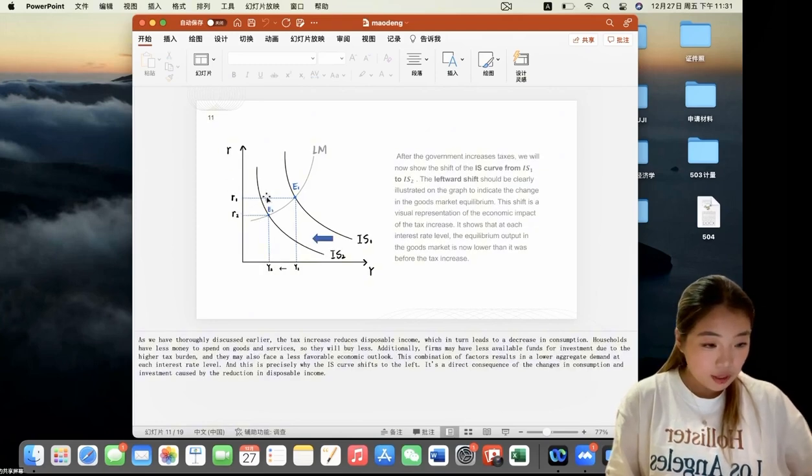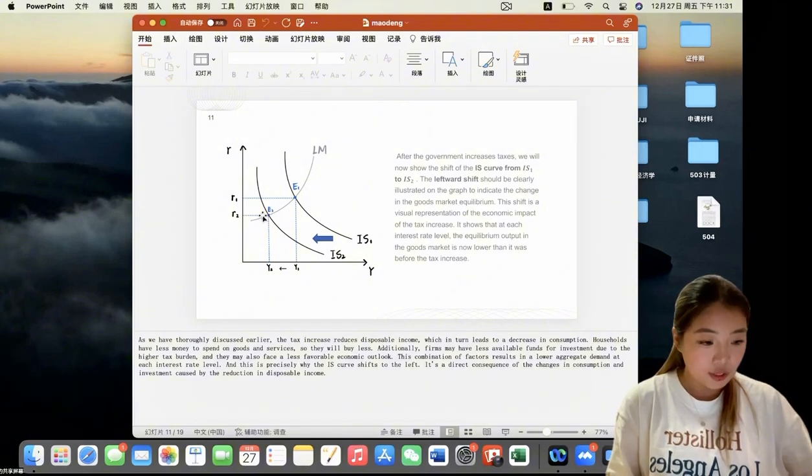After the government increases tax, we will now show the shift of the IS curve from IS1 to IS2. The leftward shift would be clearly illustrated on the graph to indicate the change in the goods market equilibrium. This shift is a visual representation of the economic impact of the tax increase.